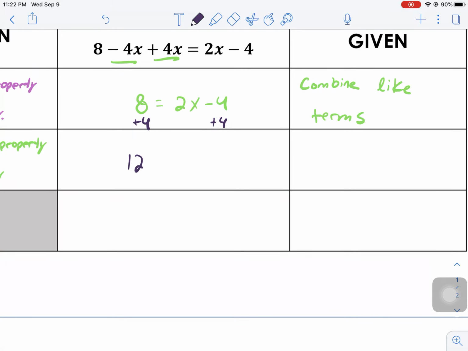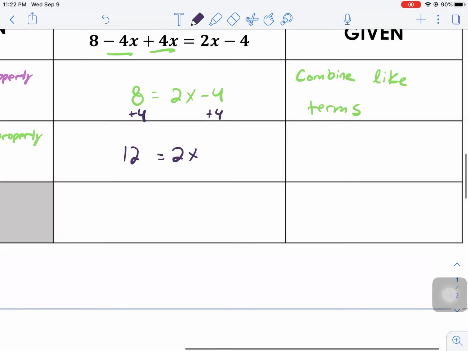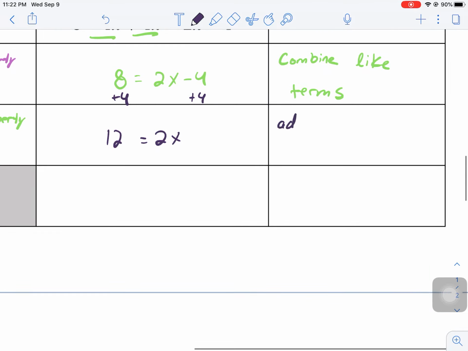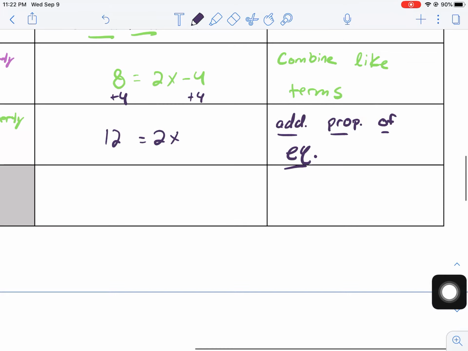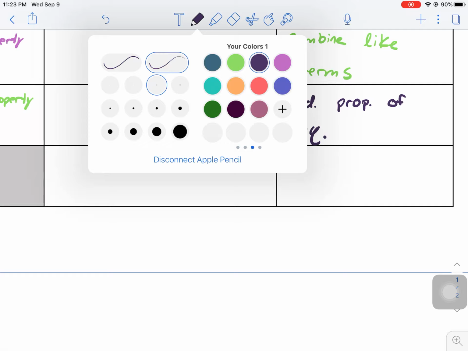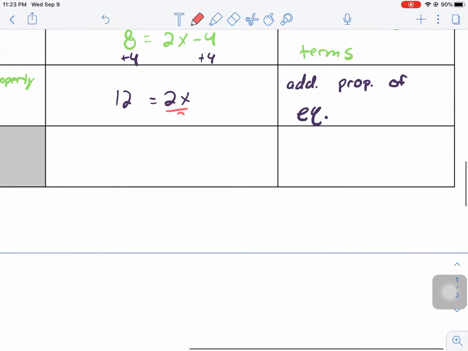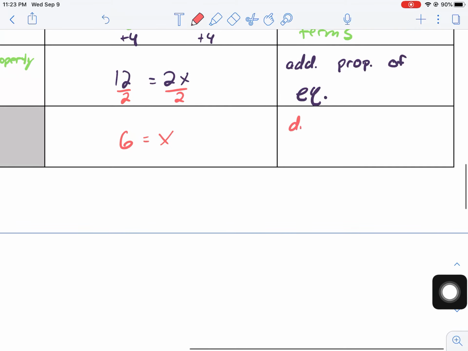Okay. In my next step here, I think I would add the 4 to the other side. So when we do that, 8 plus 4 is 12 equals 2x. What did we do in that step? Well, that would be our addition property of equality. Okay, so this is a great way to shorten up your writing. So add prop of eq. If you want to shorten it up, by all means do that. And then the last step here, guys, we would divide by 2 on each side. We get 6 is equal to x. So what was that? That's our division property of equality.